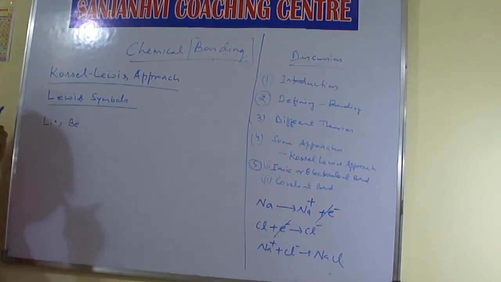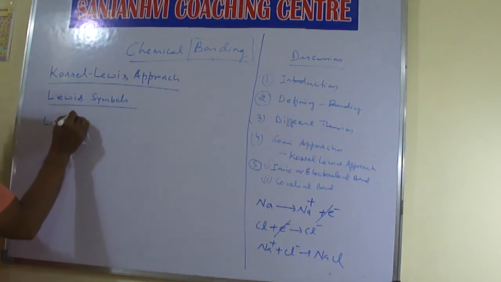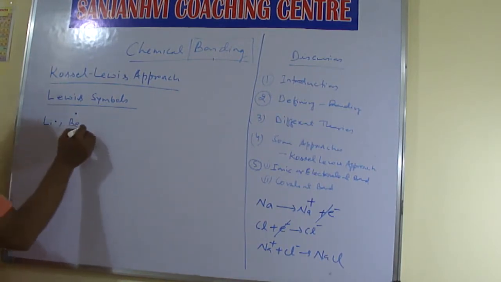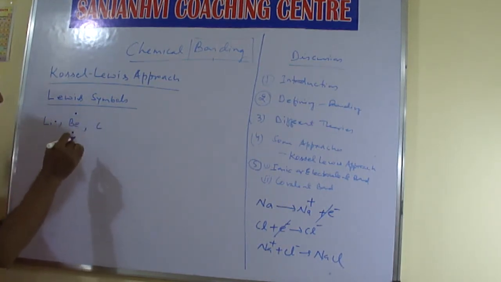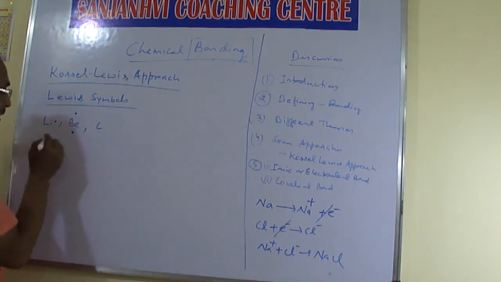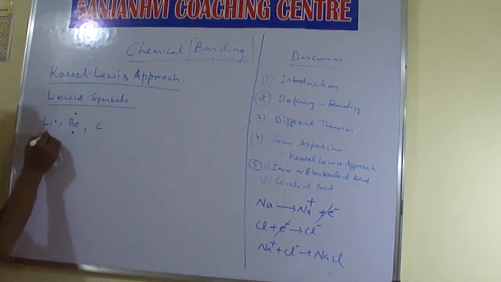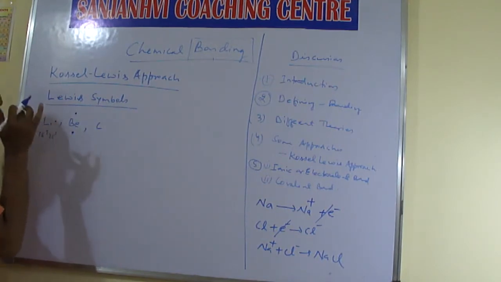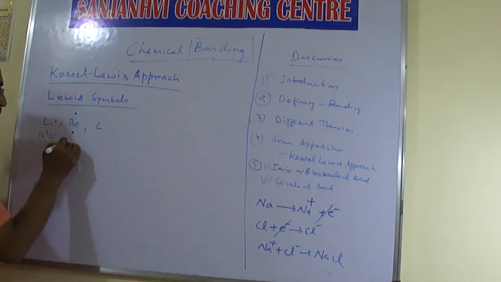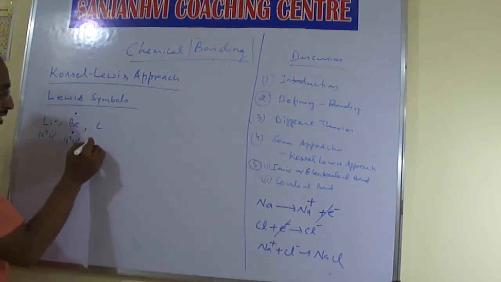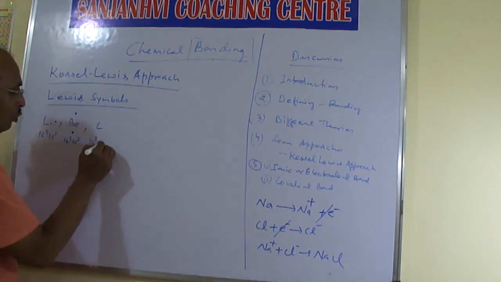Similarly, for beryllium, the atomic number is 4, so its valence shell consists of 2 electrons. Then carbon, what is its atomic number? 6. For lithium it is 1s2, 2s1, for beryllium, after hydrogen, helium, lithium, beryllium, 4, so 1s2, 2s2. For carbon, 6, so 1s2, 2s2, 2p2.